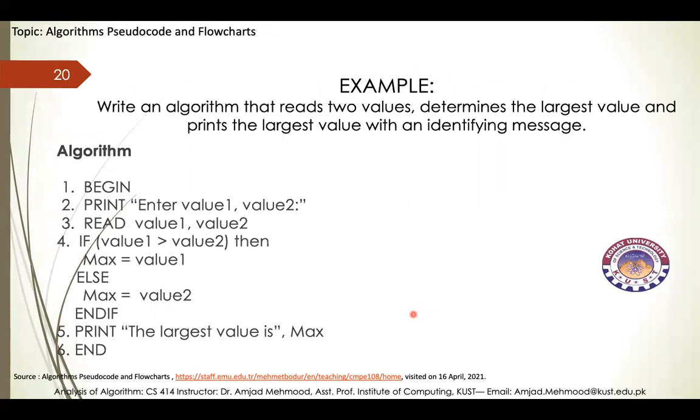So this is another example. Write an algorithm that reads 2 values, determines the largest value, and prints the largest value with an identifying message. Here you can see that it prints enter value 1 and value 2, because we have to find the largest. Then we read these 2, and if value 1 is greater than value 2, then value 1 will be assigned to the maximum, otherwise value 2 will be assigned to the maximum, because we have only 2.